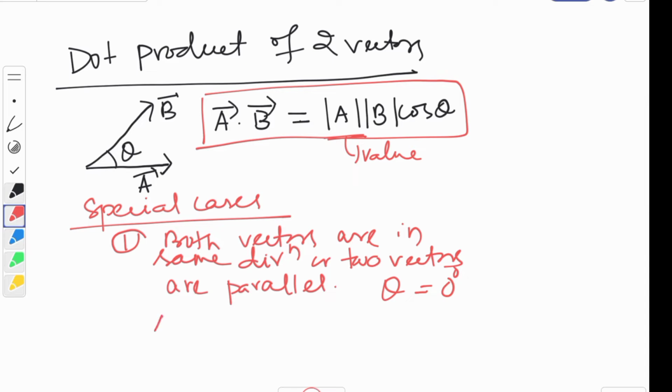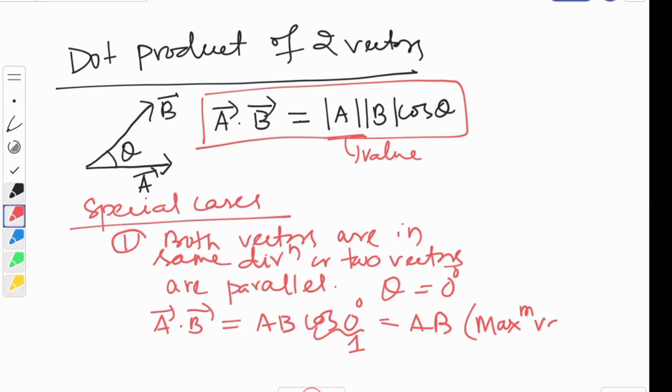So, what is A dot B now? A dot B will be simply the magnitude of A, which we write as A, that is only a number, then B, the value. I am talking about the magnitude, not the direction. So A, B, then cos theta. What is theta now? Cos 0 degrees. What is cos 0, children? The value is 1. That means we are getting AB. This is the maximum value. When you take the dot product of two vectors and theta is equal to 0, we will get AB. A dot B is equal to AB.